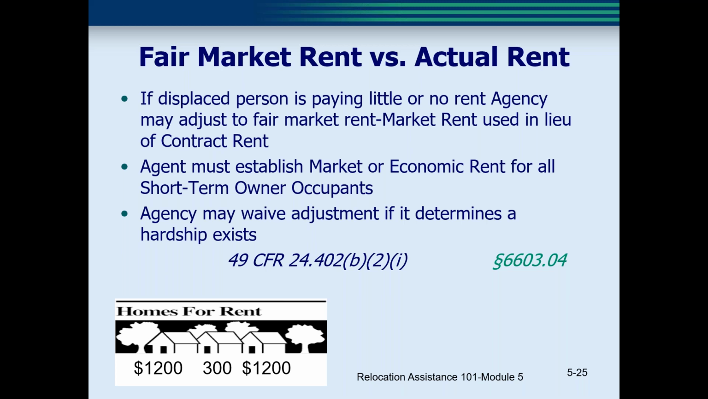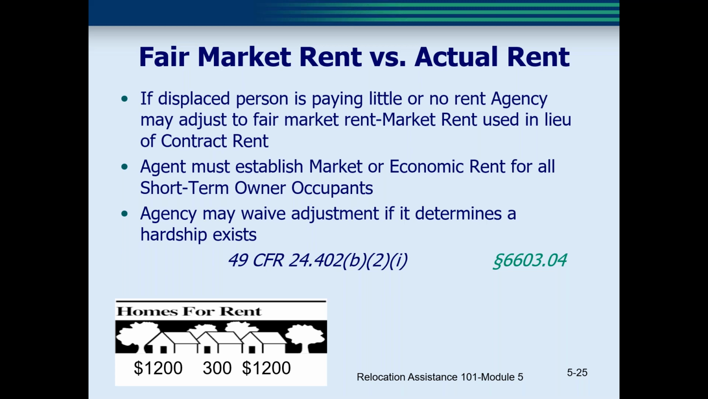I had one where mom was living in the house, son owned it, and he wasn't charging her any rent. Or, I've also had one where you've got someone only paying $200 a month when market rent for that area is $600 a month.